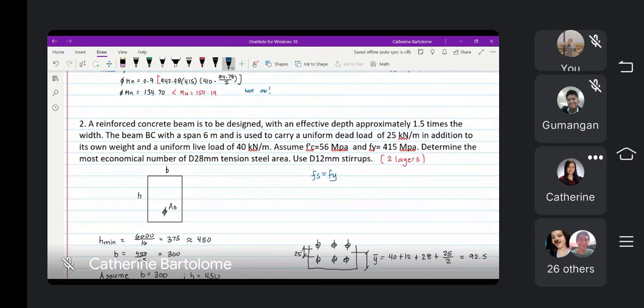Always yun, ma'am. Para mag-yield siya. Unless meron kayong restrictions. Ma'am, paano pag hindi nag-yield ngayon? Pag hindi nag-yield, meron kayong mga choices. So pwede kayong mag-doubly or just to meet your ultimate moment, or pwede siyang pumunta sa compression controlled, where your phi is 0.65. Ito kasing phi is equal to 0.90, that is your tension controlled. Pag compression control, ma'am, di magbabago din yung fy? Pero given yung fy natin.